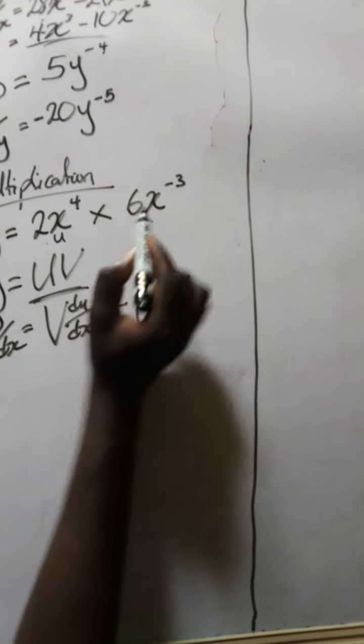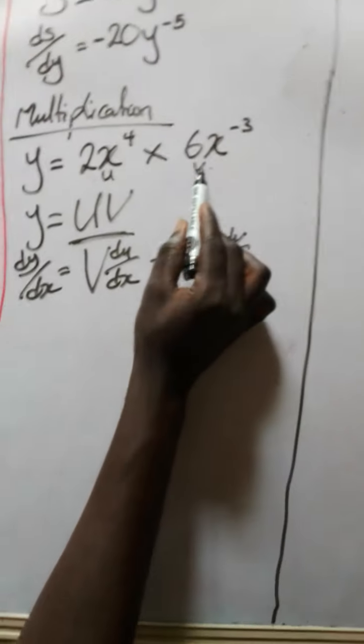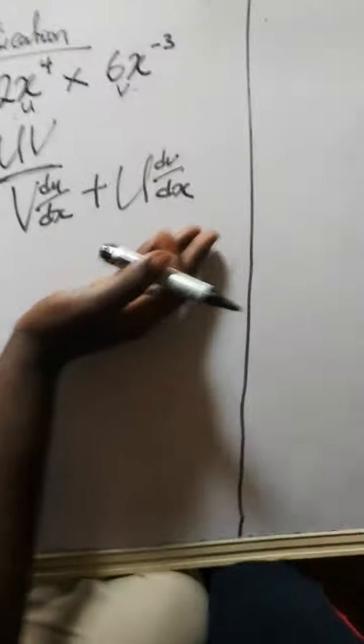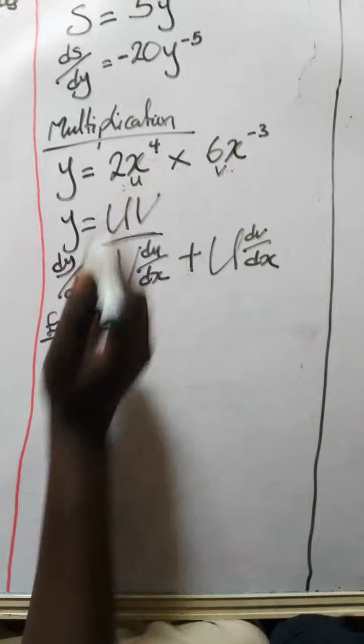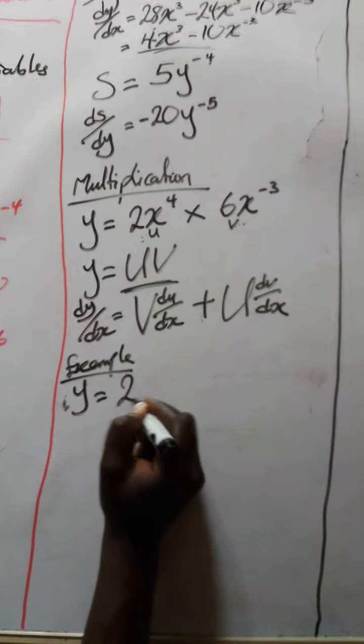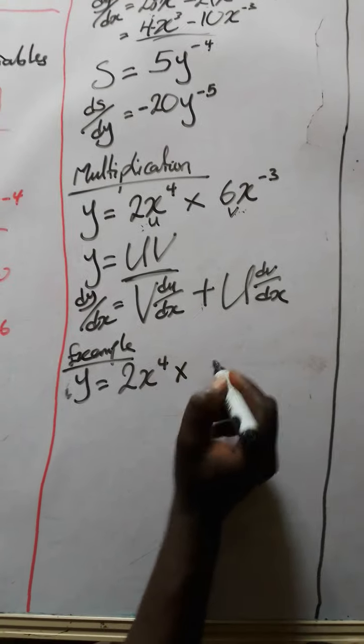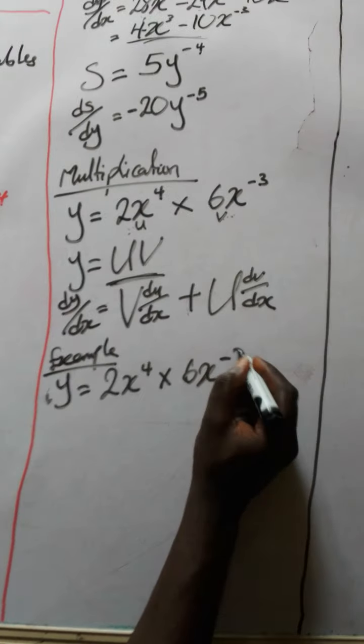Now, what do we do? Once it is multiplication, you make one either v or u. Then you find the individual differentiation and you fix it into this formula. For instance, example, find the derivative of the example given above. y equals 2x raised to the power 4 multiplied by 6x raised to the power minus 3.